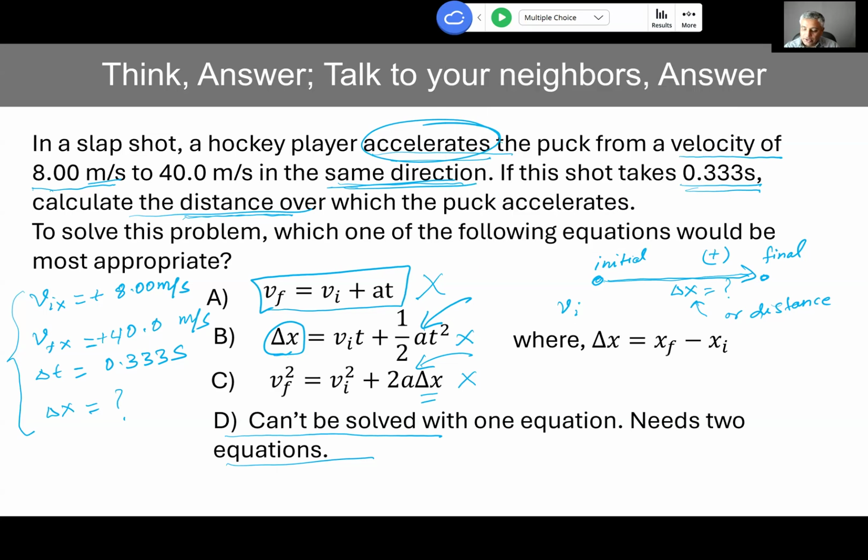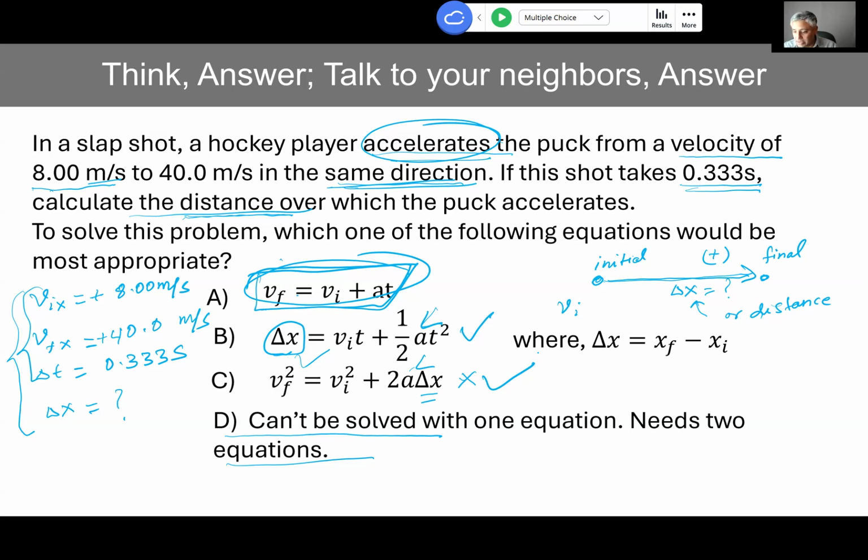Okay, so how do we solve this problem then? That means we need to use two equations. First, use this equation and find acceleration, because the equations that have displacement need acceleration. So we need an equation that we can use to find acceleration. And this one we can use, because these three things are going to give us acceleration. Once we have acceleration, we can use either this equation or that equation and solve for displacement. So that's how we solve kinematics problems, folks.